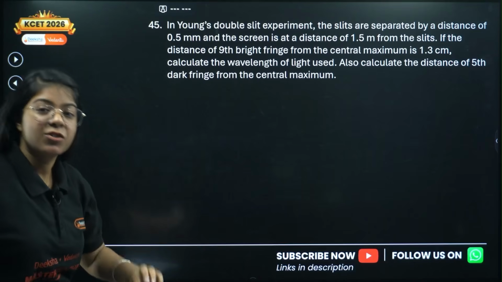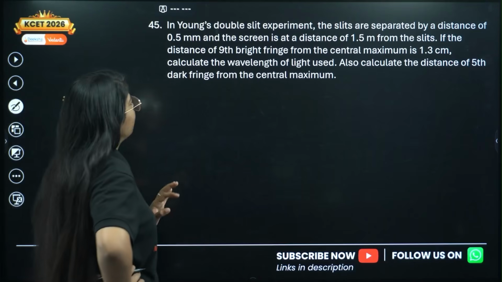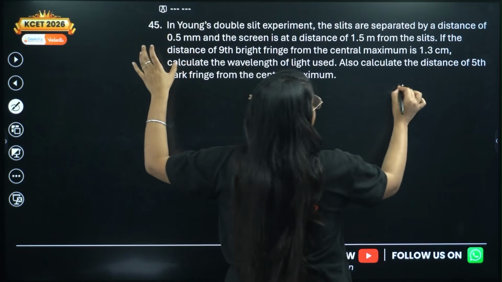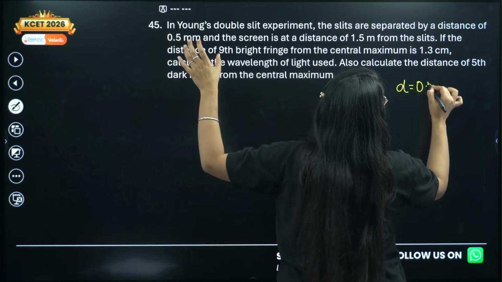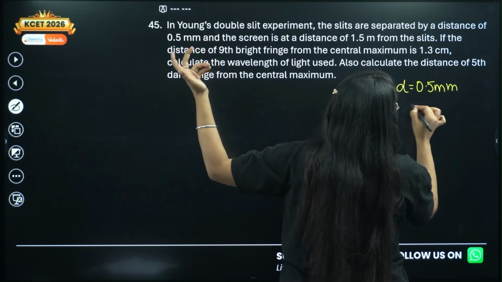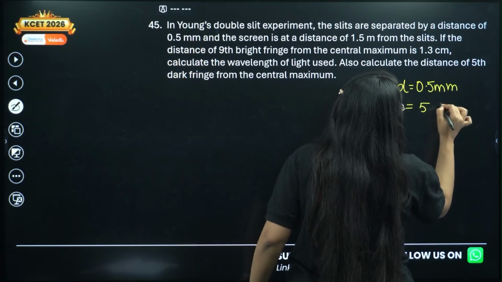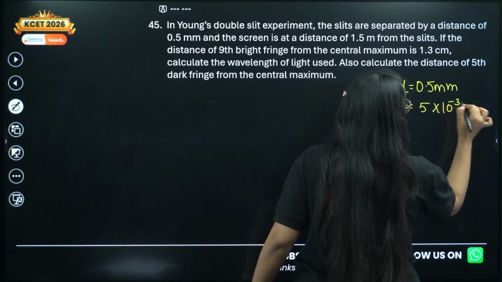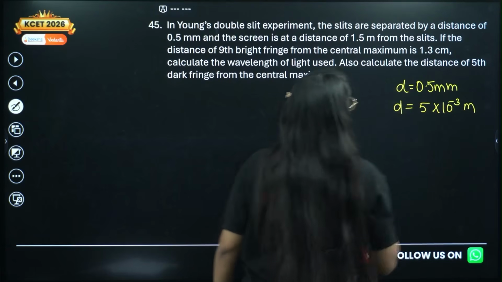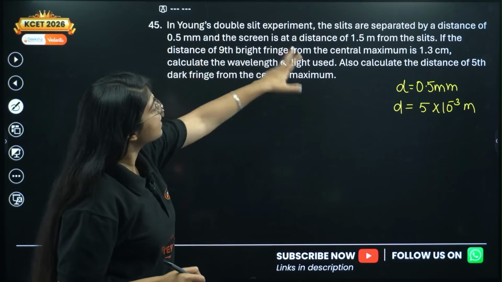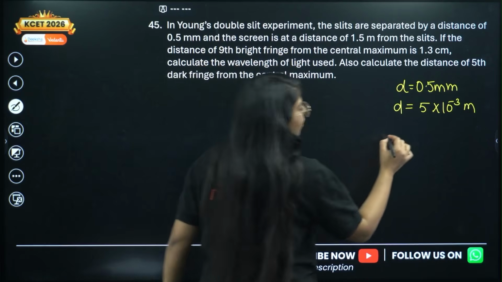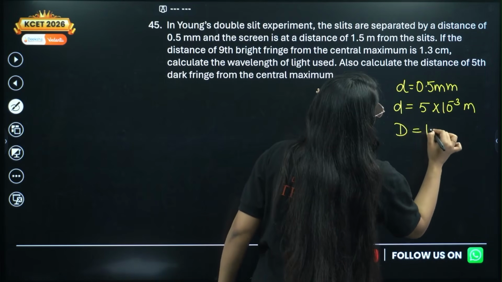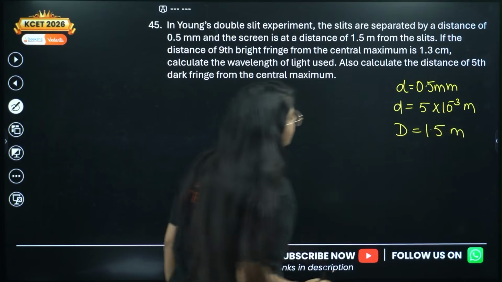Okay. The last question says, in Young's double slit experiment, the slits are separated by a distance of 0.5 mm. As you read the question, write down the important points. So they are separated by a distance of 0.5 mm. Now we have to convert it into meters, very simple. That is 5 into 10 to the power minus 3 meters. So d is given. And the screen is at a distance of 1.5 meters from the slits. So D is 1.5 meters.